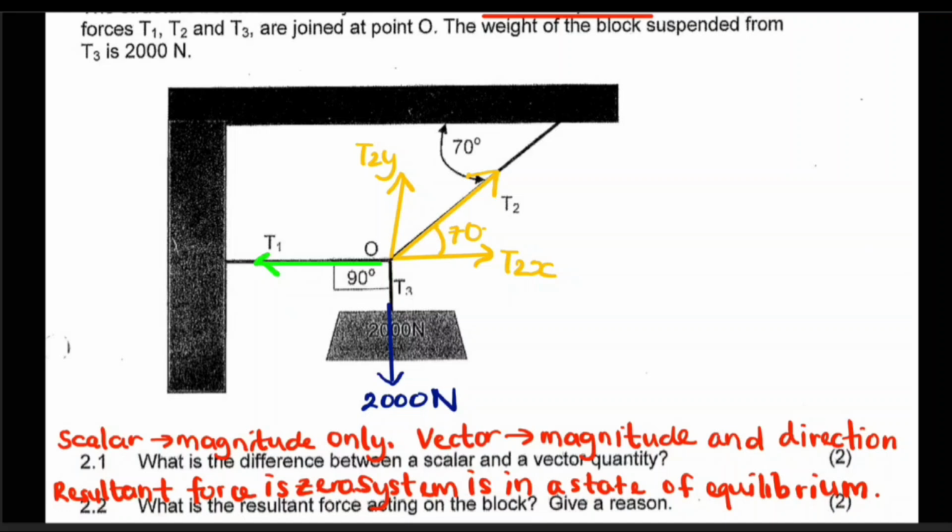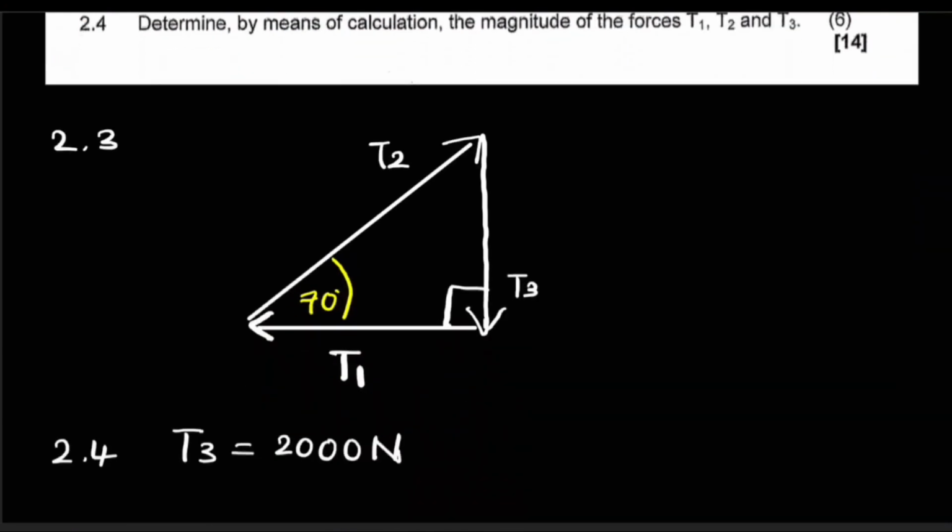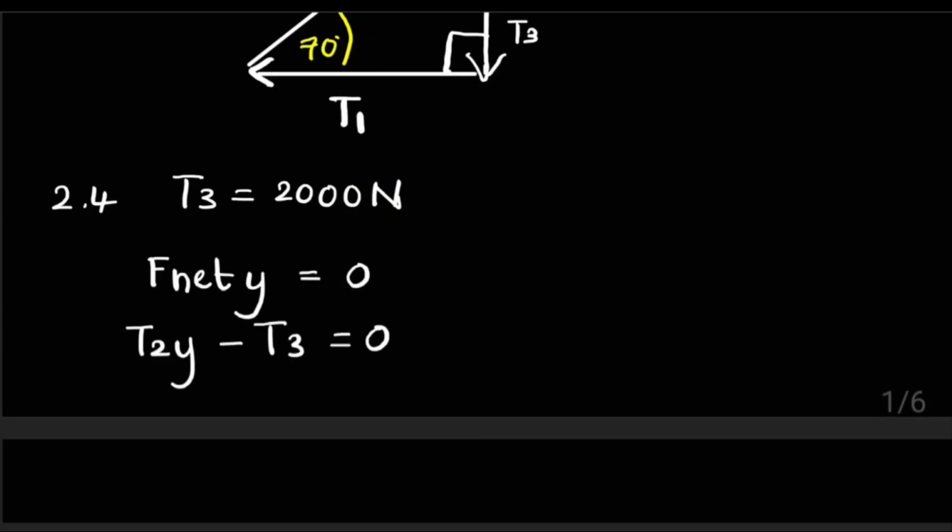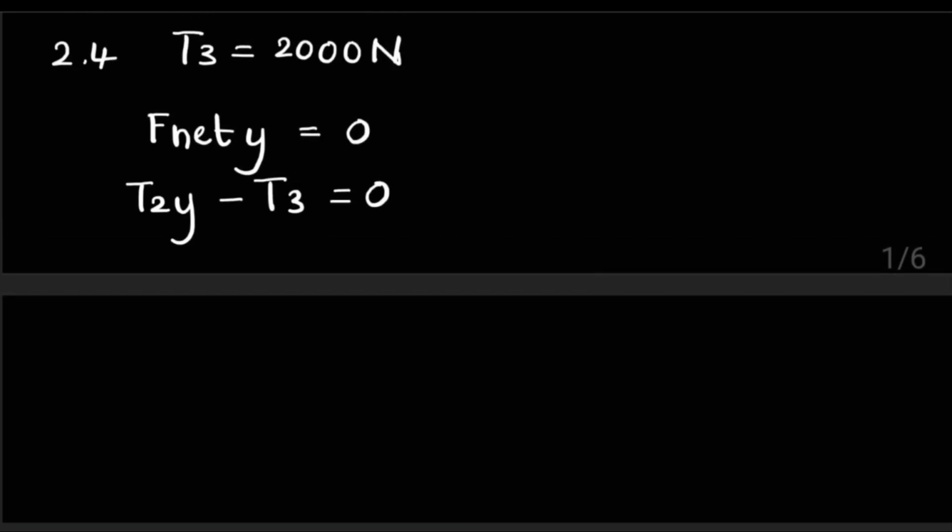So we'll have F net y is equal to 0, because remember the system is in equilibrium. It is stationary, so there is no acceleration. Now acting up, you're going to have T2y, and acting down, you're going to have T3. Okay, here we have it. F net in the y direction is equal to 0. T2y positive since it's going up. Negative T3 since it's going down.